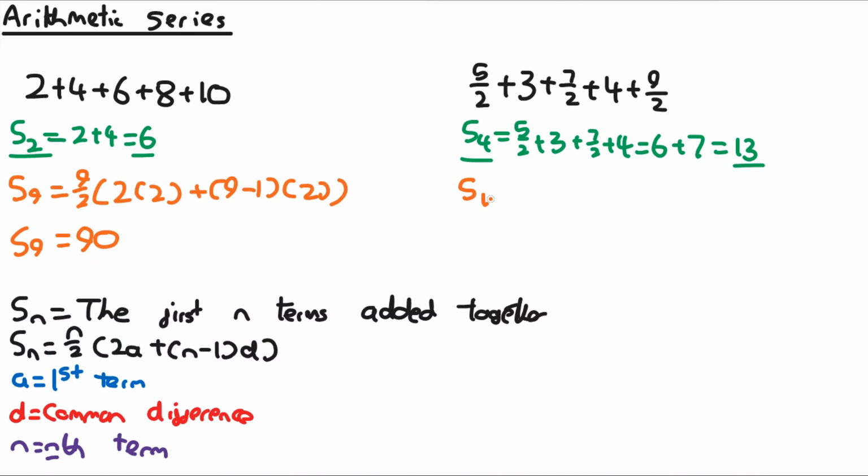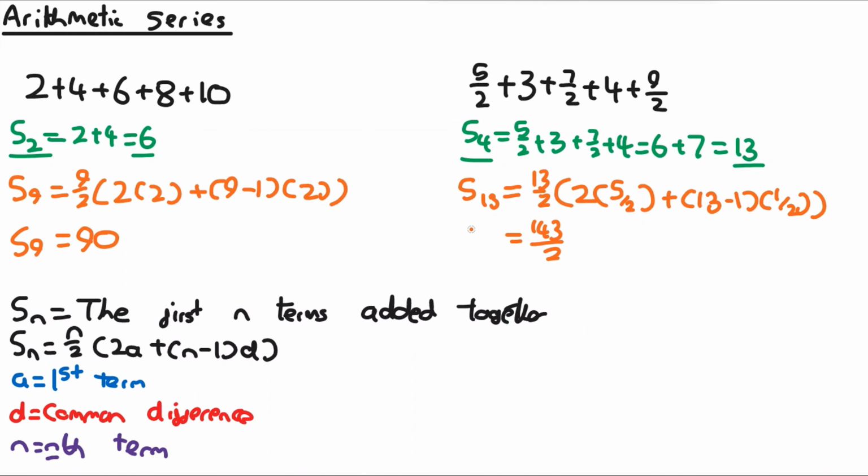If we need to find S13, again, we can use this formula here. So this is going to be equal to 13 over 2, 2 times a, and a is 5 over 2. And then plus n minus 1, so it's going to be 13 minus 1. And then d is going to be equal to a half, like this, and then close brackets. And if you put this into a calculator, this is equal to 143 over 2. So S13, the first 13 terms added together, is equal to 143 over 2, like this.